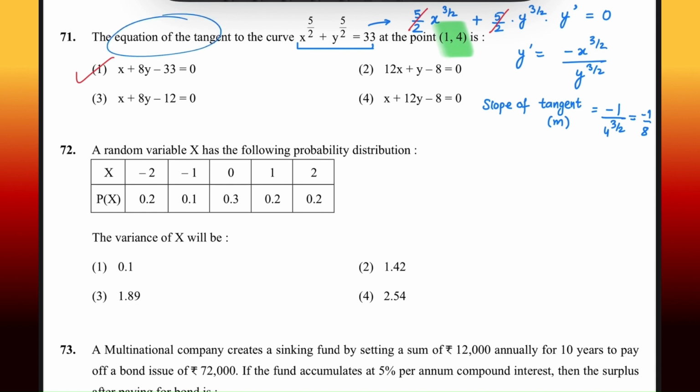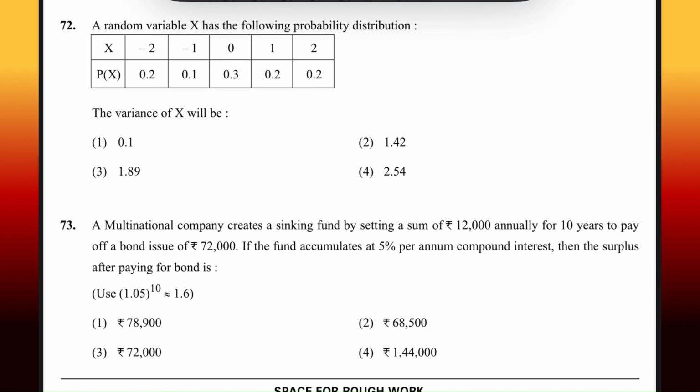Now how to find the equation of the tangent? That is y minus y1 equals m times x minus x1. So what is x1, y1? This is the given point (1, 4). So y minus 4 equals m, and m we have already found out. It was minus 1 by 8, times x minus 1. If you simplify this, you get the equation of the tangent as x plus 8y minus 33 equals 0. So this was an easier question if you attempt it wisely. Moving on to question number 72.